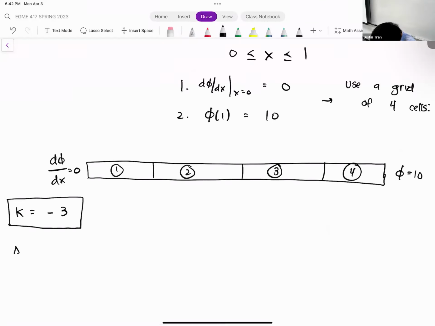Next, we have delta x. Delta x is the distance between each cell center, or in other words, the length of each cell. Since we have 4 cells and the length of our entire domain is 1, our delta x here is going to be 1/4, or 0.25.